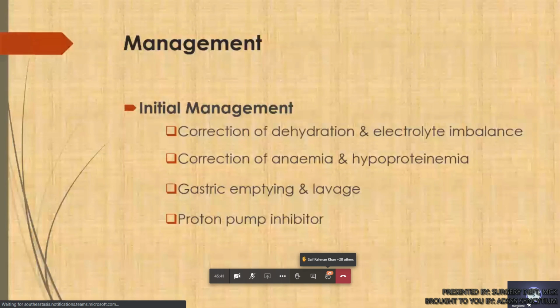For gastric emptying, you insert a Ryle's tube, take out the residue, take out the content of the stomach, and then give lavage with normal saline. Also, proton pump inhibitor has to be given, preferably in injectable form.